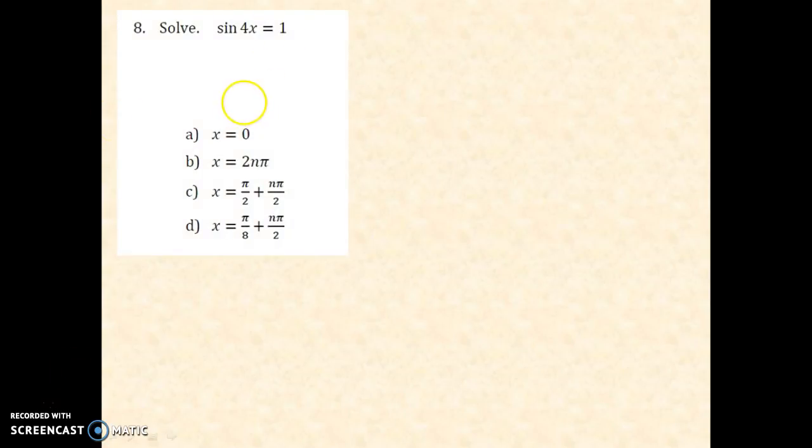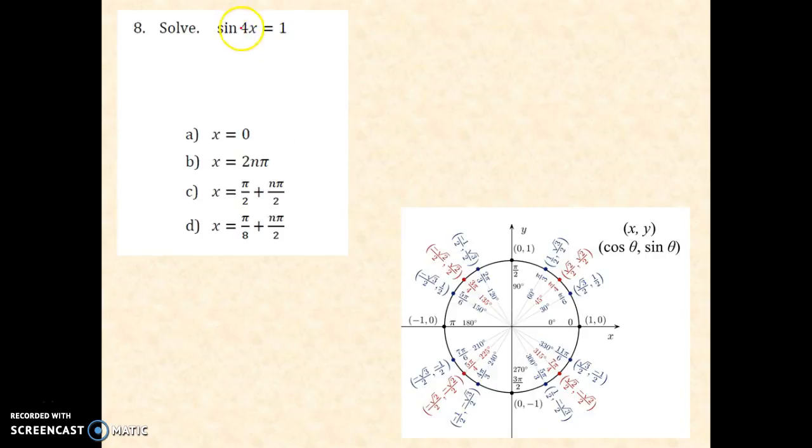Alright, so we're going to solve sine of 4x equals 1. So we need to check out our unit circle and figure out when does sine of what angle equals 1. So if I'm thinking about sine of theta equals 1, and then over here I'm going to think, alright, well theta is going to have to be 4x. Let's see, when is sine of theta equal to 1? It's at pi over 2 plus 2 pi n, right?